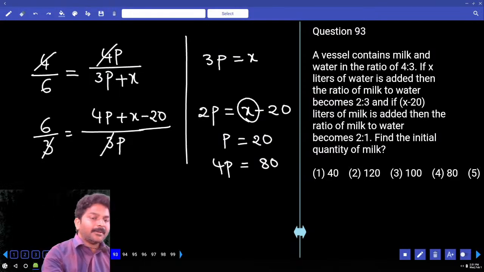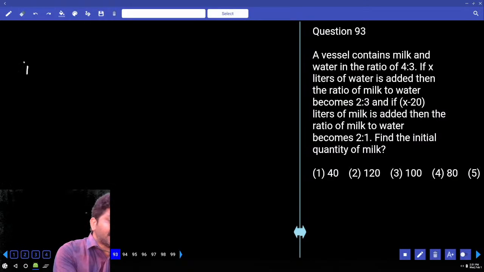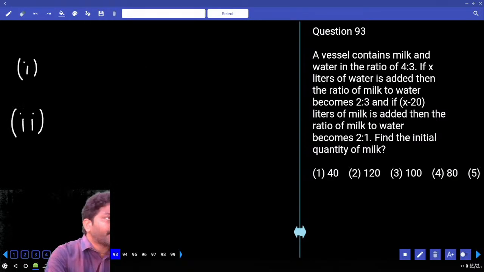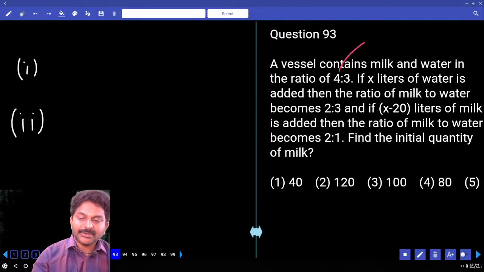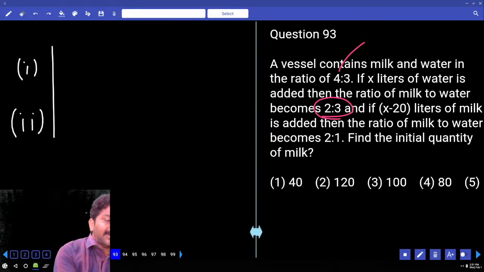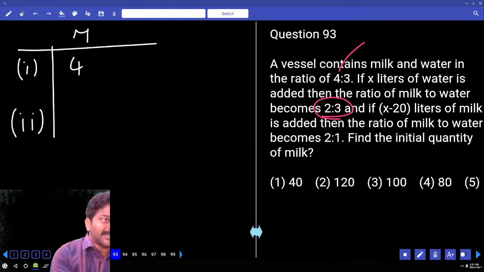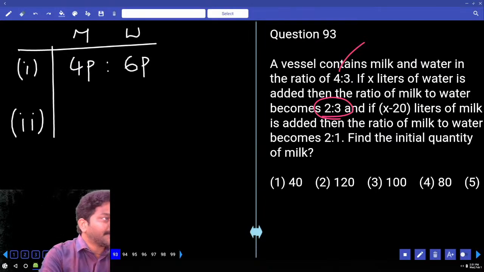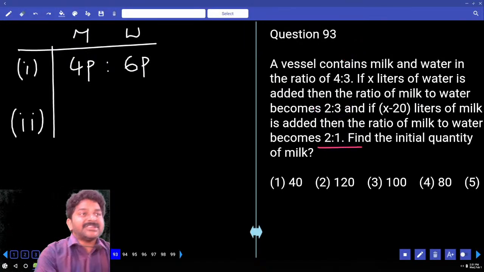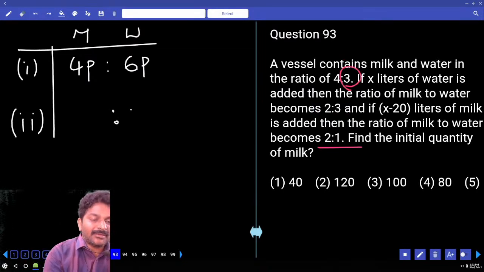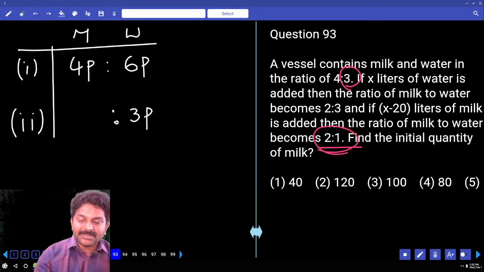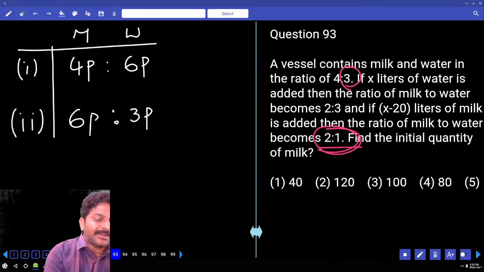Understood? Right. Now we can reduce this also. First case and then second case. First case, what is constant? Milk is constant. Milk in the initial ratio, we have 4 parts. So I want to make milk constant. So milk becomes 4 because that is constant, and water becomes 6. Second case, which is constant? Water. Water in the initial container, 3 parts. So I will take water as 3 parts. But the final ratio must be 2:1. Hence I need to write 6 parts.